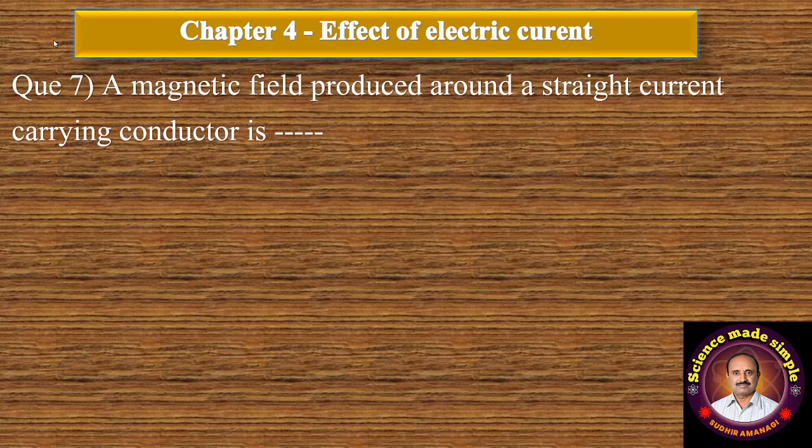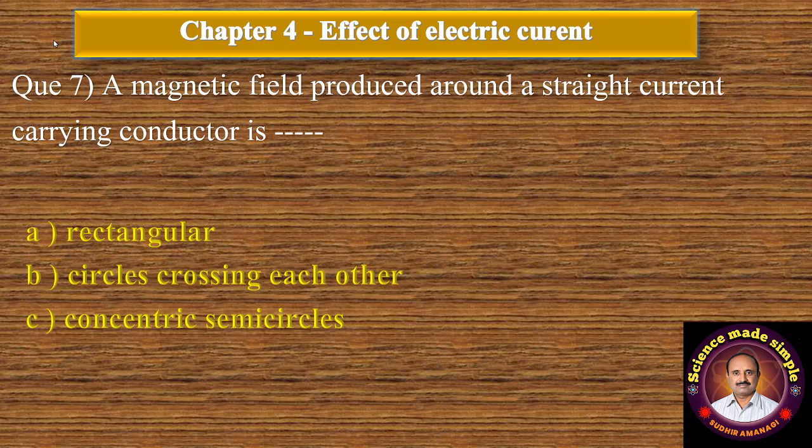Question number 7. A magnetic field produced around a straight current carrying conductor is dash dash. Option A rectangular, B circles crossing each other, C option concentric semicircles, and D option concentric circle. Correct option is that option D concentric circle.